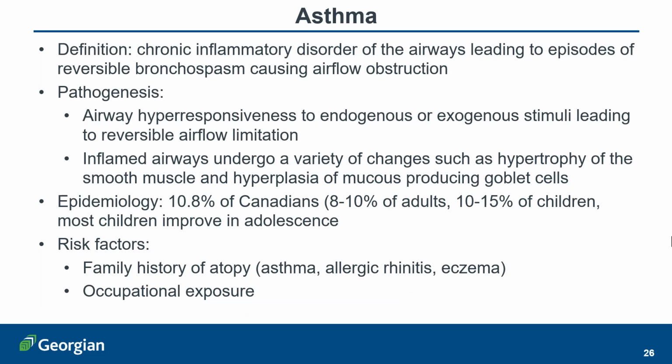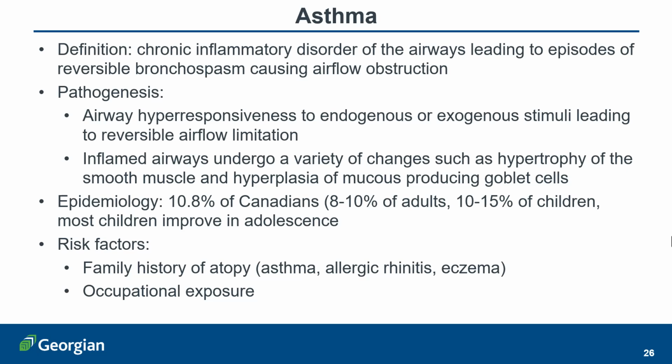We're now going to move on to the obstructive lung disorders, starting with asthma. What is the definition of asthma? Asthma is a chronic inflammatory disorder of the airways that leads to reversible, being the key word here, bronchospasm that ultimately causes airflow obstruction. The pathogenesis of asthma is the hyperresponsiveness of the airway to some sort of endogenous or exogenous stimuli that leads to this reversible airflow obstruction, and thereby limits the amount of air that enters and exits the lungs.